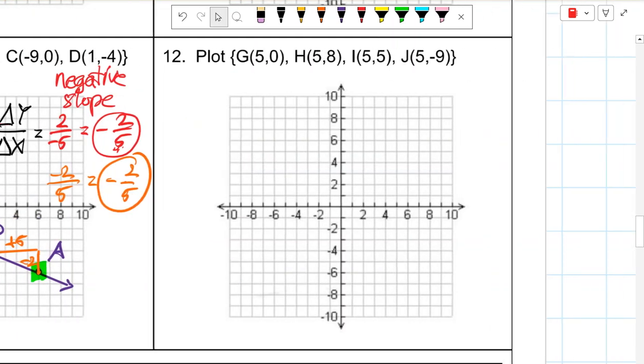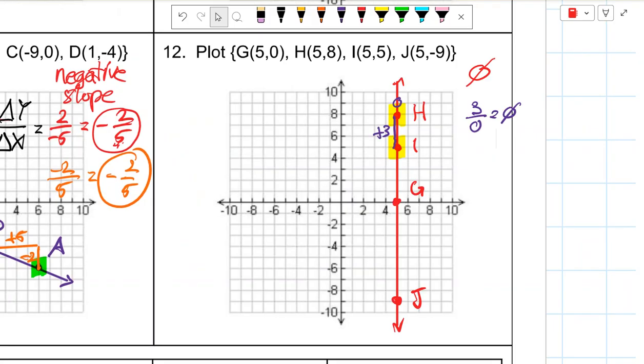All right, number 12, pause the video and try it. Pause now. Okay, here you can see that we have a vertical line. It is linear and it is undefined. So it's not positive, it's not negative, and it's not 0. It is undefined, it is vertical. And on this one, you can see that the slope is also undefined because if you check your rise over your run, the difference in y over the difference in x, you can see it's 3, like I have here.